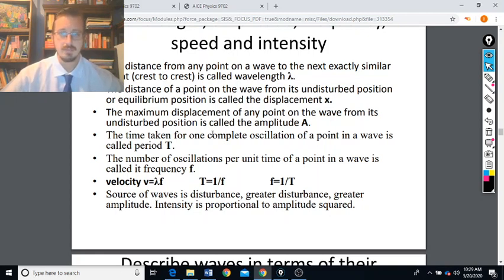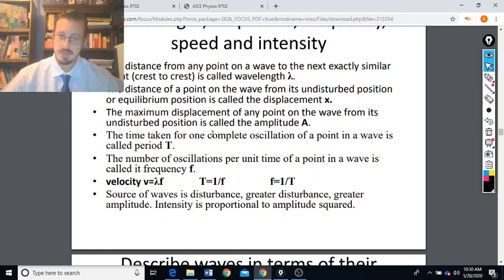The time taken for one complete oscillation of a point in a wave is called the period t. The number of oscillations per unit time of a point in a wave is called its frequency f. And then velocity v is equal to the wavelength times the frequency. The period t is equal to 1 over the frequency, and the frequency is equal to 1 over the period. So the period and the frequency are inversely related.